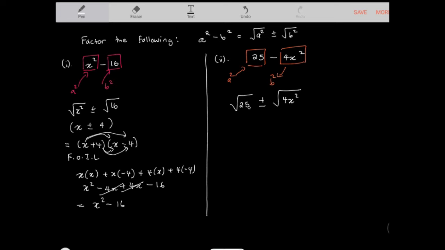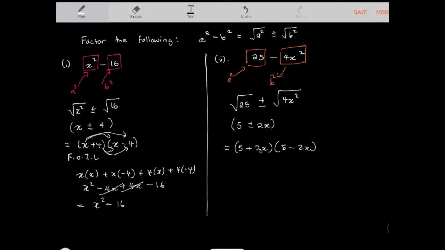And then the square root of 25 here is going to give us 5, plus minus the square root of 4x squared, which is 2x. Okay? And in this case, you're going to get 2 solutions. So one of your solutions is 5 plus 2x, and the other solution is 5 minus 2x.